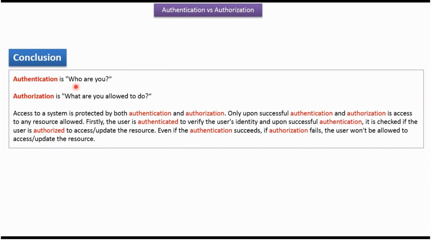Here is the conclusion. Authentication is who are you, and authorization is what are you allowed to do. Access to the system is protected by both authentication and authorization. Only upon successful authentication and authorization is the user allowed to access any resource. Firstly, the user is authenticated to verify the user identity, and upon successful authentication, it is checked if the user is authorized to access or update the resource. Even if authentication succeeds, if authorization fails, then the user won't be allowed to access or update the resource.